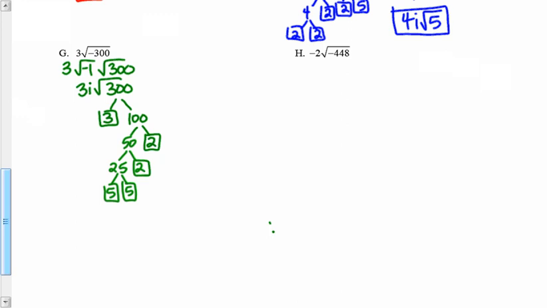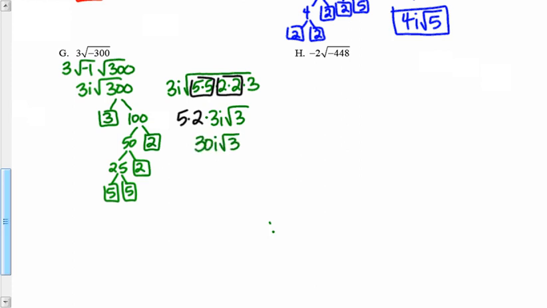And then if I rewrite, I have a 3i out in front, and then I have 5 times 5 times 2 times 2 times 3. Looking for pairs. So I have 5 times 2, and then I have times 3i square root 3. Then I'm going to multiply 5 times 2 times 3i, and that would give me 30i square root 3. So the process is the same, it's just when you have a negative under your square root, that means you have an i in your answer.